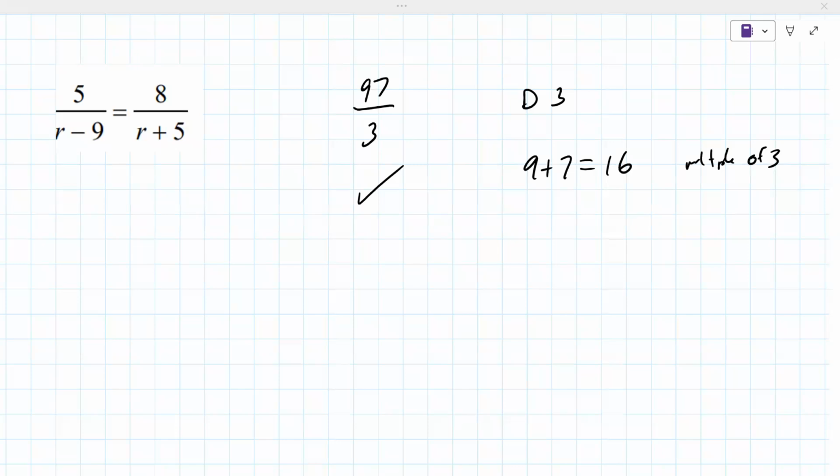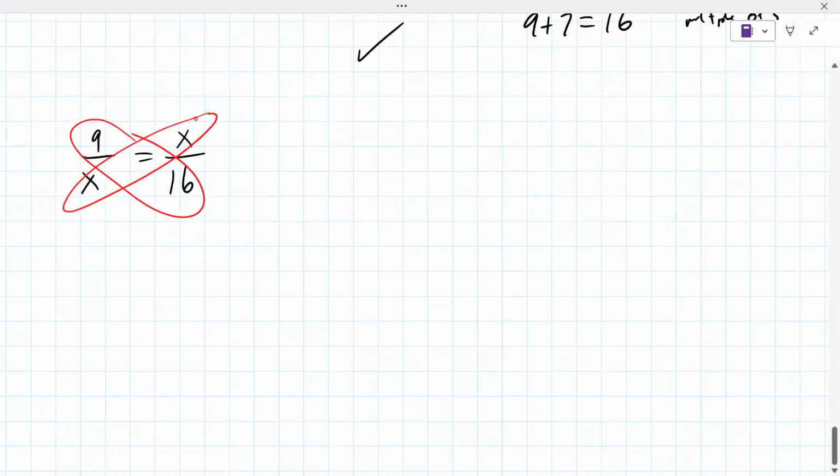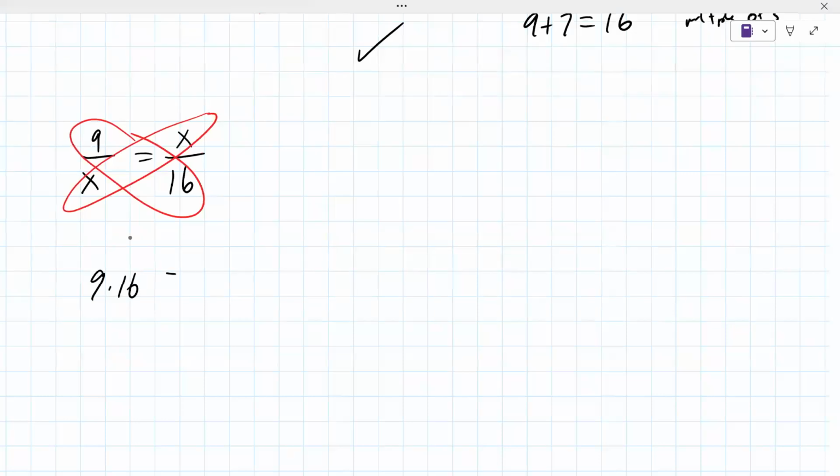So kind of the basic one here is 9 over x equals x over 16. So when you multiply diagonally, this time you get 9 times 16 equals x times x. 9 times 16 is 144. x times x is x squared. Okay. Do you remember how to solve something with an x squared? How to undo the square?